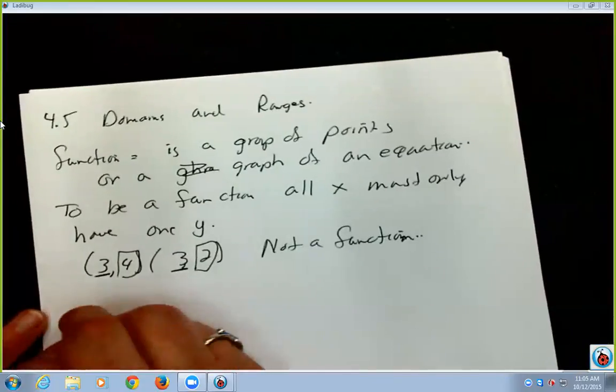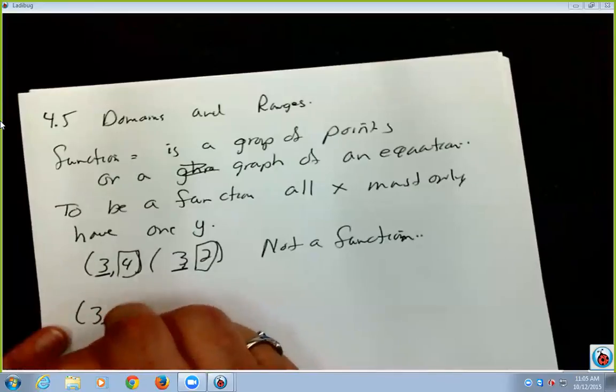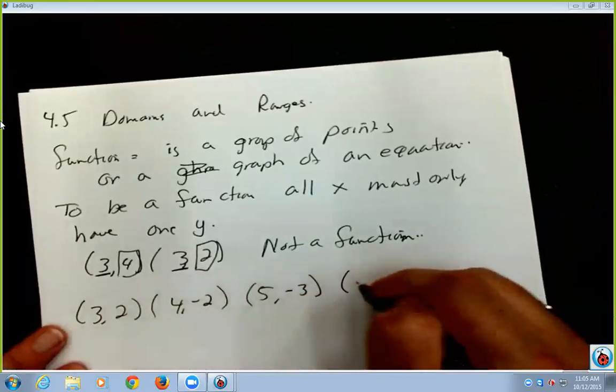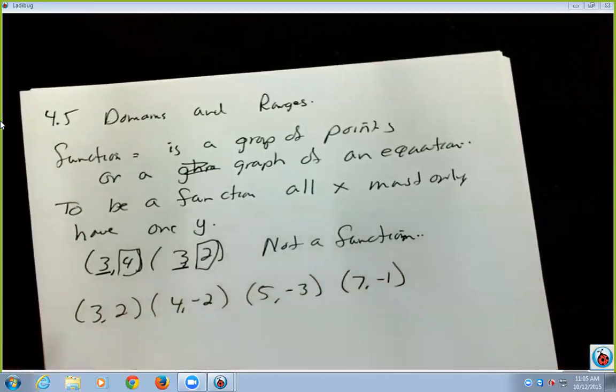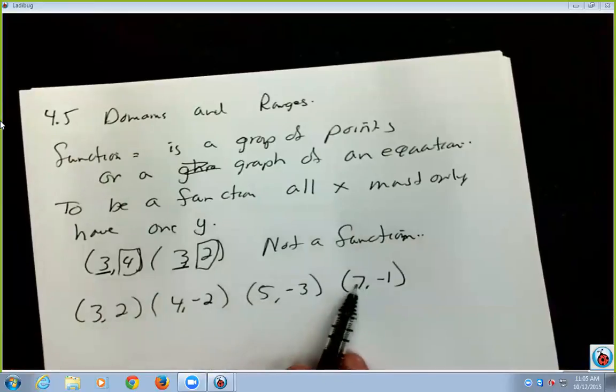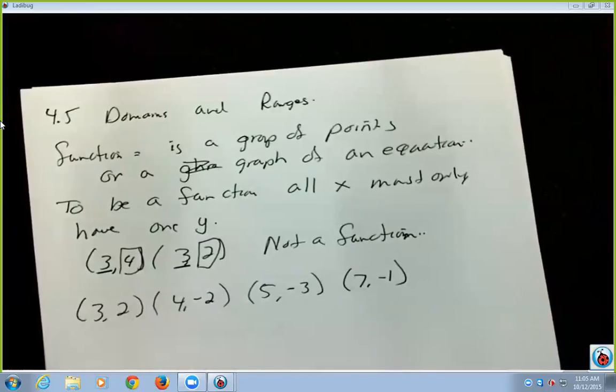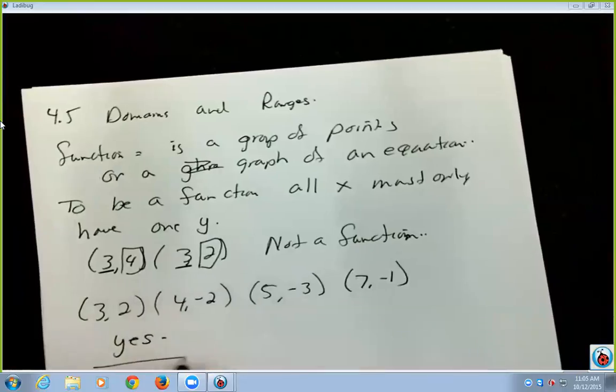So if we had a whole group of points, 3, 2, 4, -2, 5, -3, and 7, -1, would it be considered a function? If I go through and look at this, 3's with 2, 4's with a -2, 5's with a -3, 7's with a -1. Each x is different, and each one has a different y. So this one we could say is a function. So yes, it is a function.